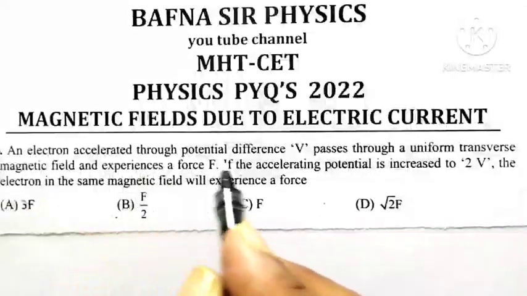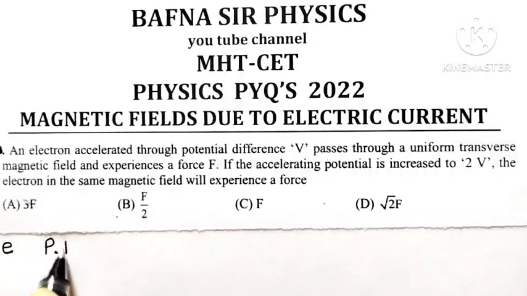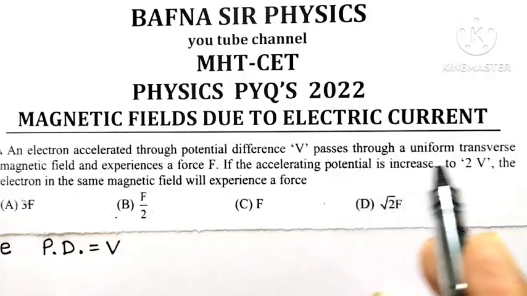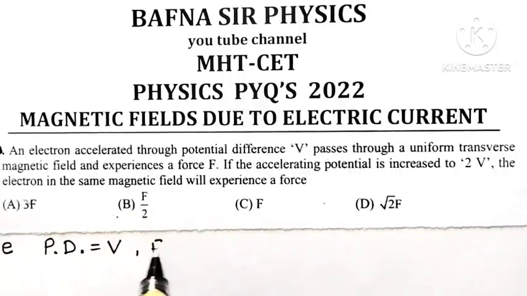An electron is accelerated through a potential difference V. E is the charge on the electron. It is accelerated through a potential difference V, and it passes through a uniform transverse magnetic field and experiences a force F.